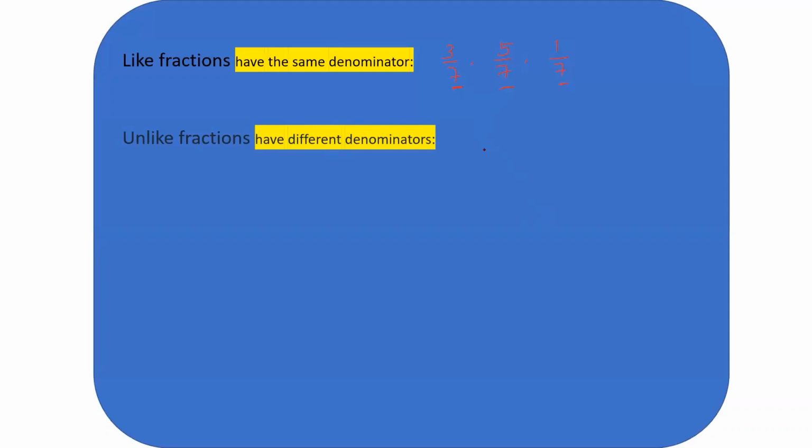Unlike fractions. See the examples: 4 by 7, 5 by 9, 5 by 8, 3 by 5. See here, these fractions have different denominators and different numerators. These are called unlike fractions.